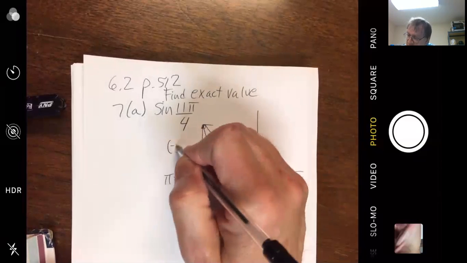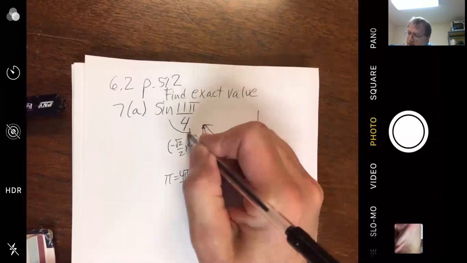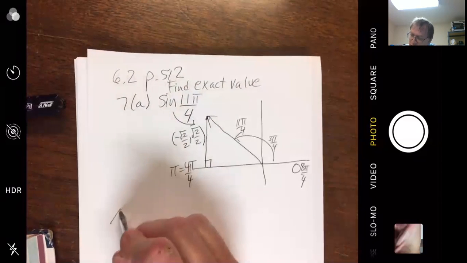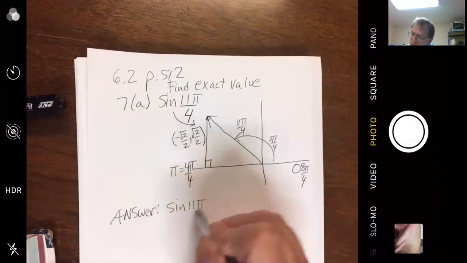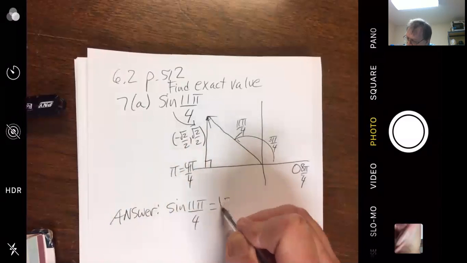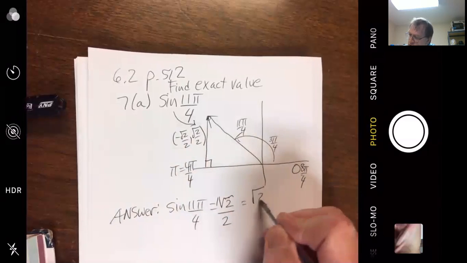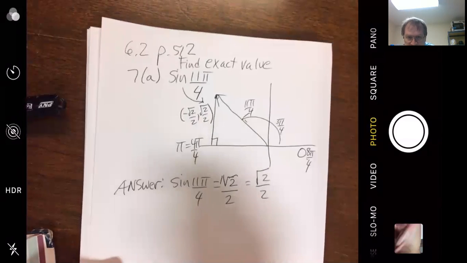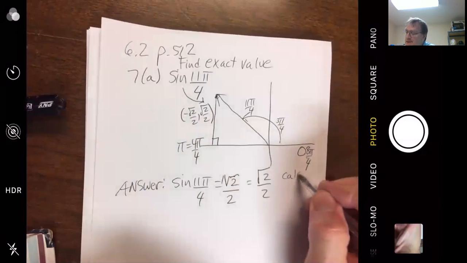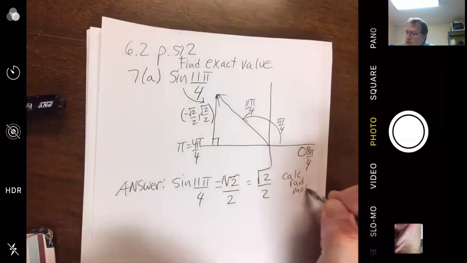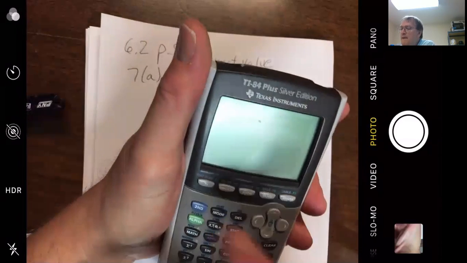Coordinates there are x negative root 2 over 2, y positive root 2 over 2, but sine is this y coordinate. Answer: sine 11 pi over 4 is root 2 over 2. That's pretty clumsy, square root of 2 over 2. Again, on your calculator, you need to be in radian mode, which I believe I am. Yep.